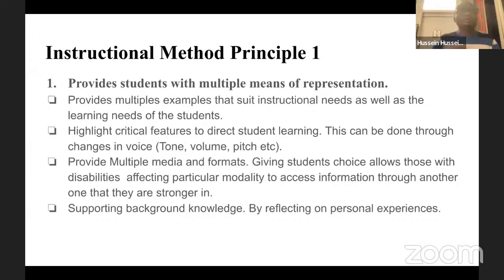Unapopeleka mtoto au unapomfundisha mtoto, mpe modality mbalimbali ya kujieleza, mpe modality mbalimbali ya kufikisha material. Kuna watoto wengine kama nilivyosema they are visual learners. Kwa hiyo mtafutie vitu ambavyo vinaweza vikamfanya vimuattract aweze kuangalia content yako. Kuna wengine they are good in reading. Kwa hiyo mpe mtoto huyo content ambayo yuko friendly nayo.